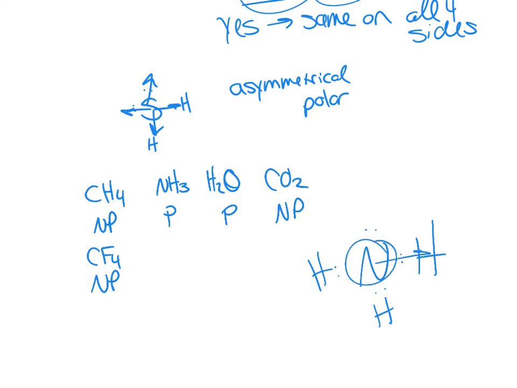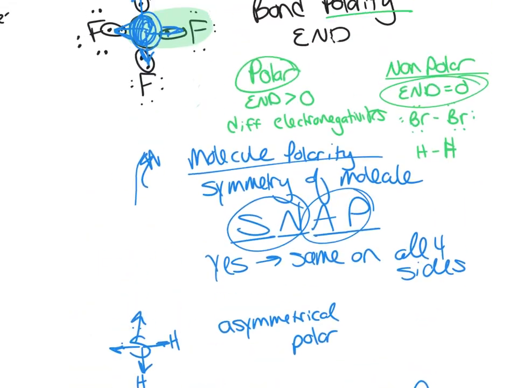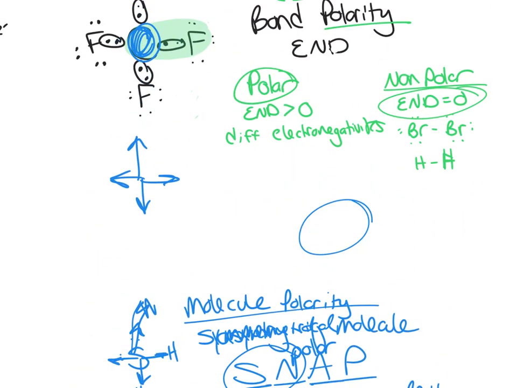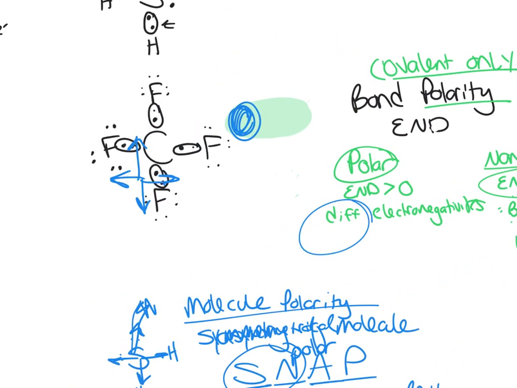It's bonded to hydrogen, to hydrogen, to hydrogen, to nothing. So that's asymmetrical polar. Okay, it is an uneven distribution of charge throughout the whole molecule. So if we want to go back, we can look at the CF4 here, right? Okay, so here's that CF4.